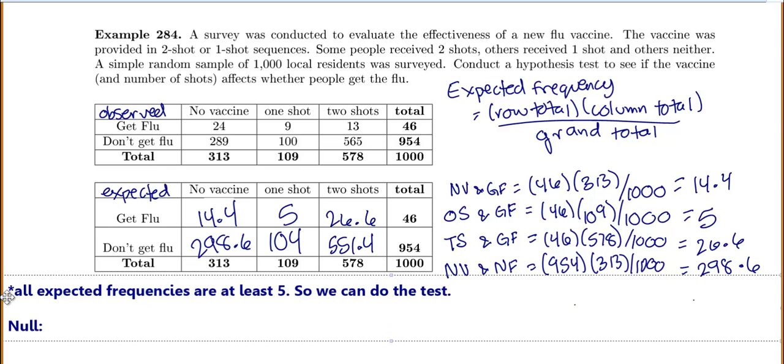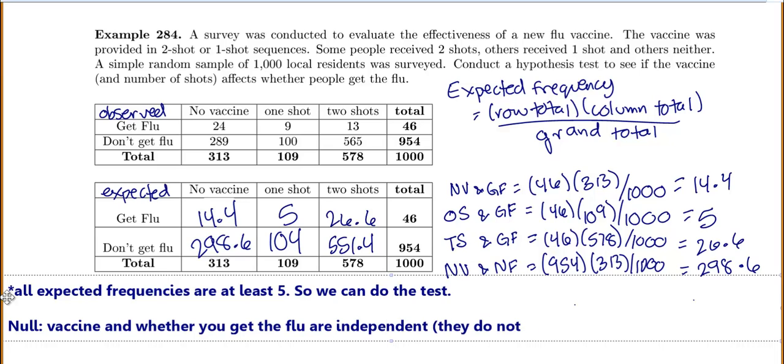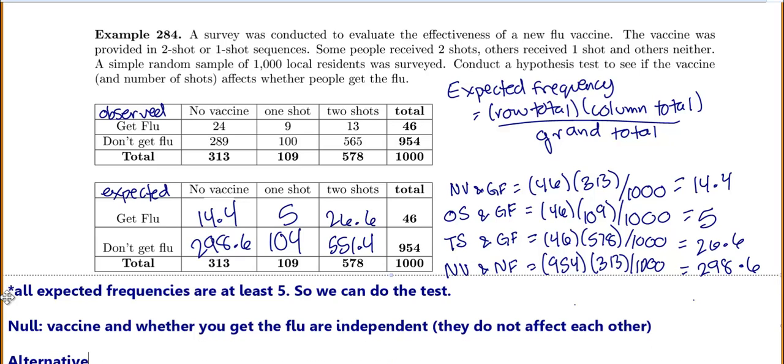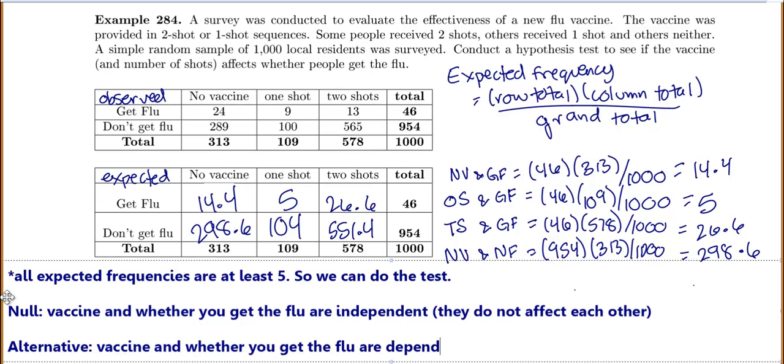The null hypothesis is always going to be that they are independent, that they do not affect each other. So the vaccine and whether you get the flu are independent. They do not affect each other. The alternative is that the vaccine and whether you get the flu are dependent. So they do affect each other.